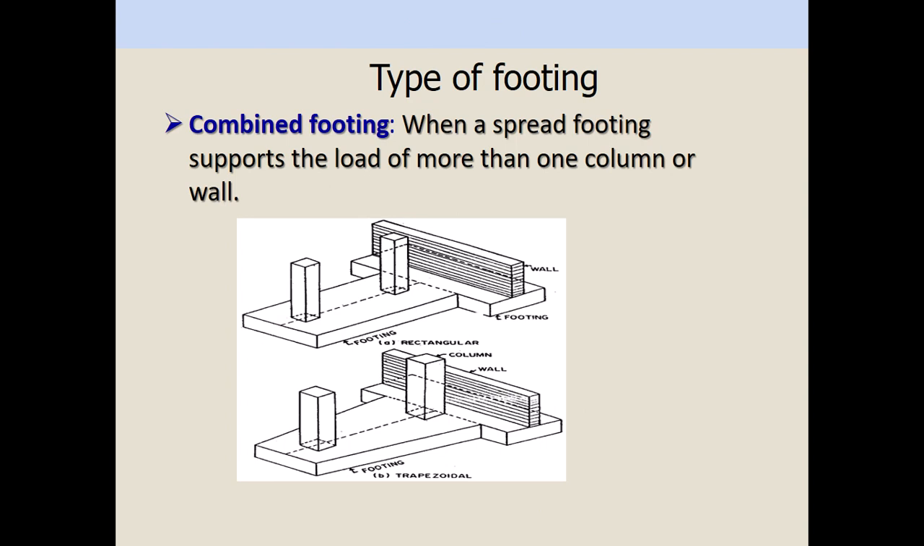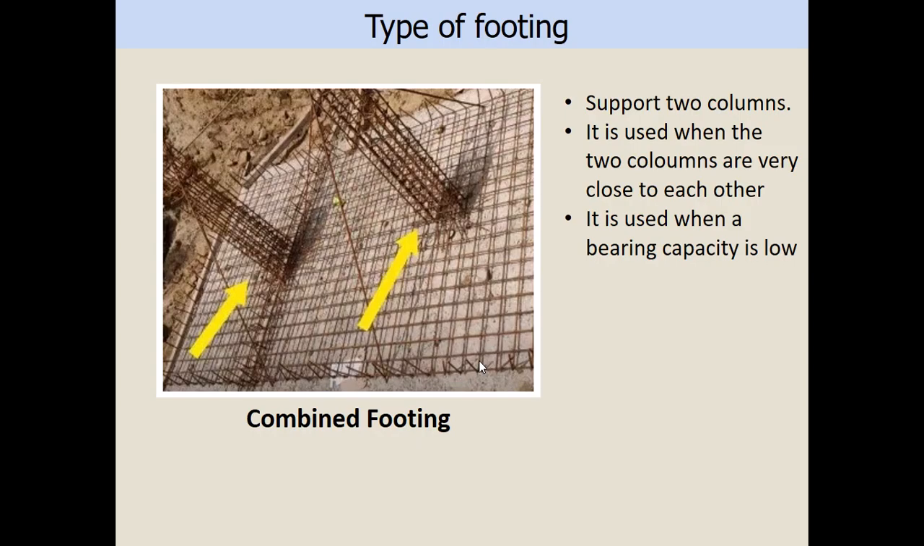And then we have a combined footing. Combined means we combine two columns with one foundation, one footing. This is the example of the combined footing. It supports two columns. It is used when the two columns are very close to each other. If the columns are very close, then you have to use the combined footing. Or when the soil has low bearing capacity, then you can try to use the combined footing in your design.